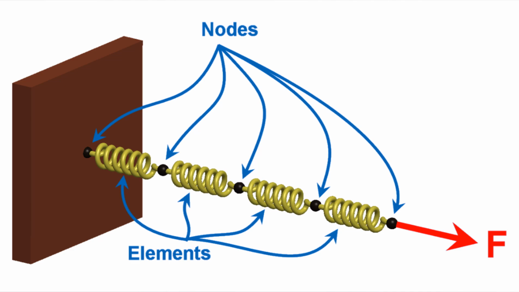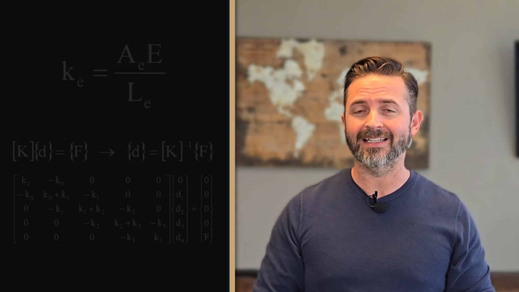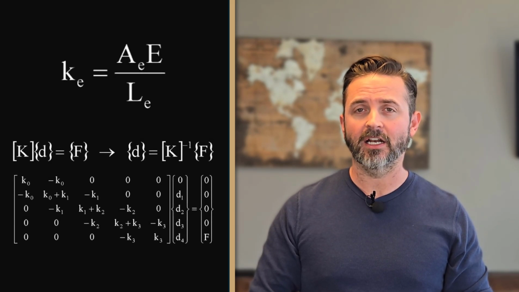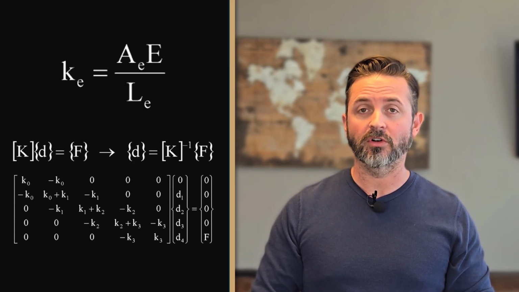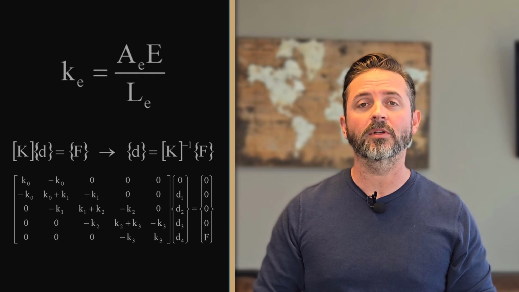What FEA does is take this process one step further by subdividing the bar into multiple smaller springs. Each one of the springs represents an element in FEA. Each one of the endpoint connections of the springs represents a node in FEA. Essentially, the same basic spring equation, F equals KD, is being solved, except it's being solved for each one of the springs at the same time using a set of simultaneous equations. From there, the deformation or deflection at each one of these nodes is determined, and then from there, the stress and strain within each element can be calculated.